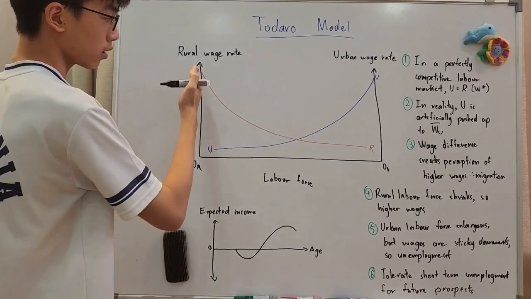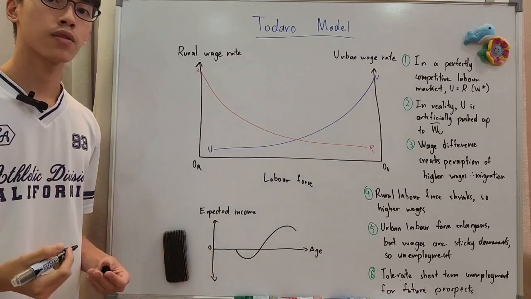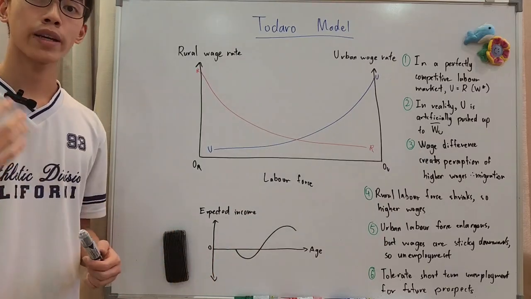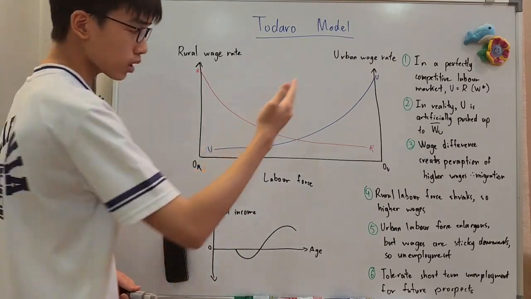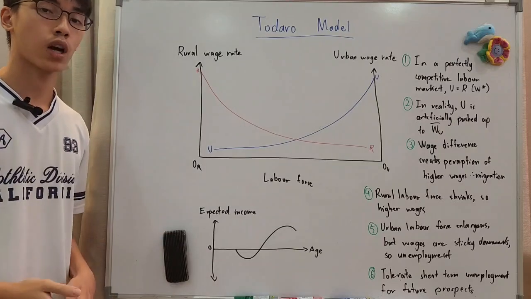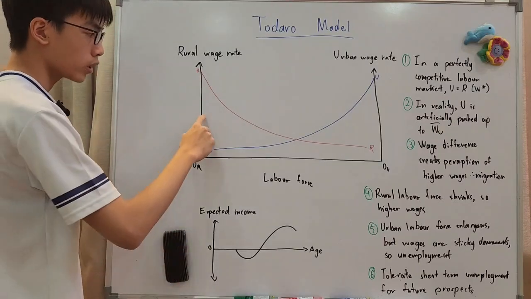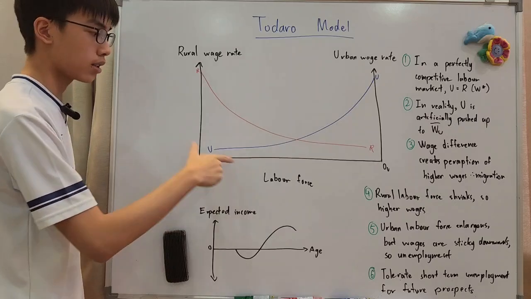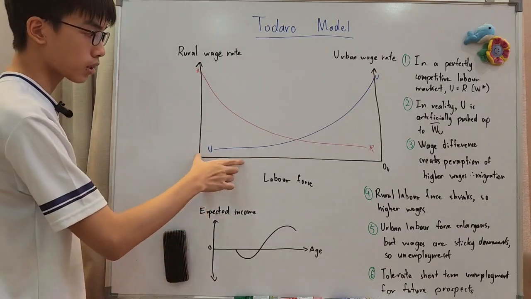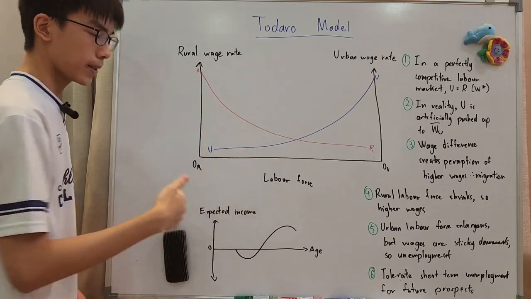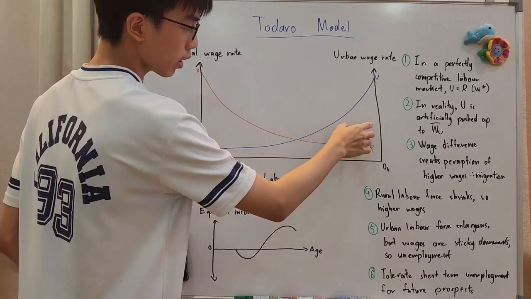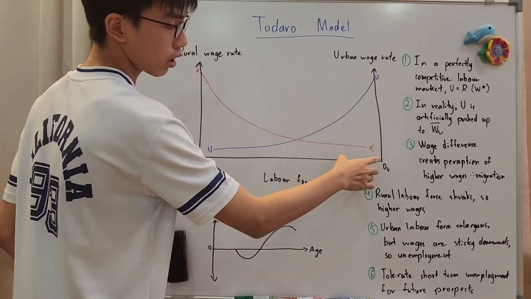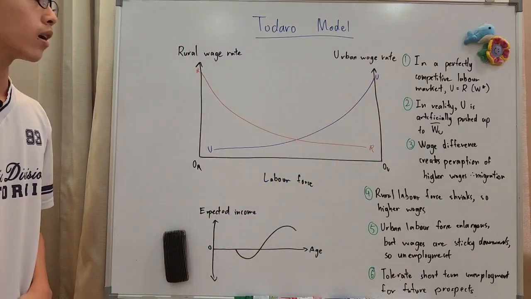So the red part is the demand curve for jobs in rural areas demanded by companies, whereas the blue one is the demand curve for jobs in urban areas. So at this wage rate over here, this much would be demanded by the companies. This many jobs are available at this wage rate, and same for the urban area. At this wage rate, this many jobs are available for people.